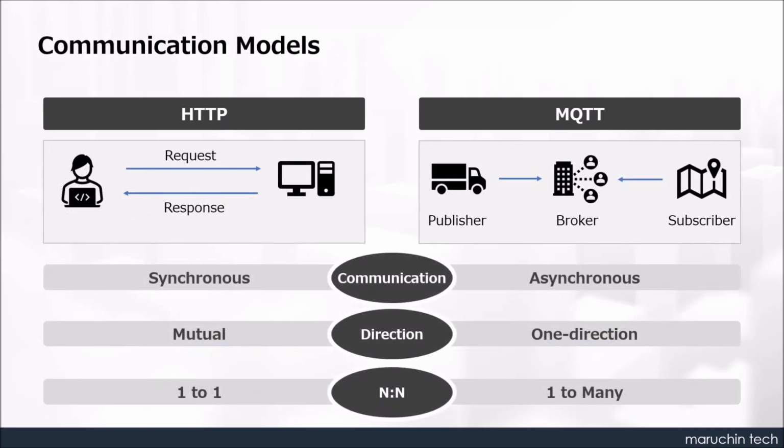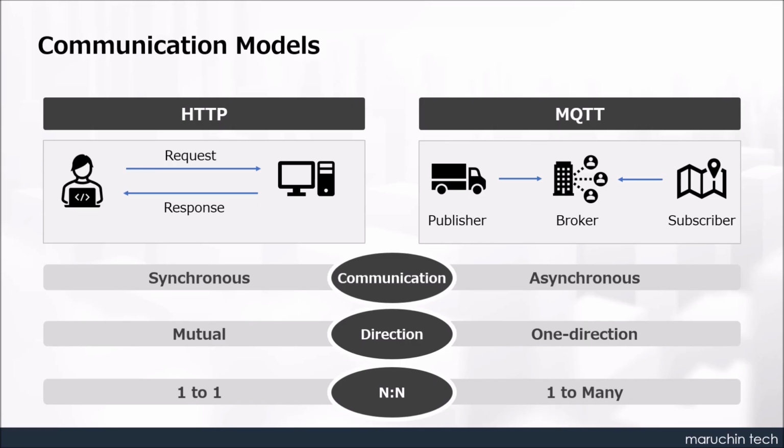Next, let's look at the communication models. In HTTP, the client sends a request and the server sends back a response. If the server is down or the network is congested, you get an error. And this is a synchronous process. MQTT uses the pub-sub model. We call the sender the publisher and the receiver the subscriber. This is an asynchronous model where the publisher and the subscriber do not connect directly. Instead, a broker sits in the middle. In our case, AWS IoT Core acts as this broker.